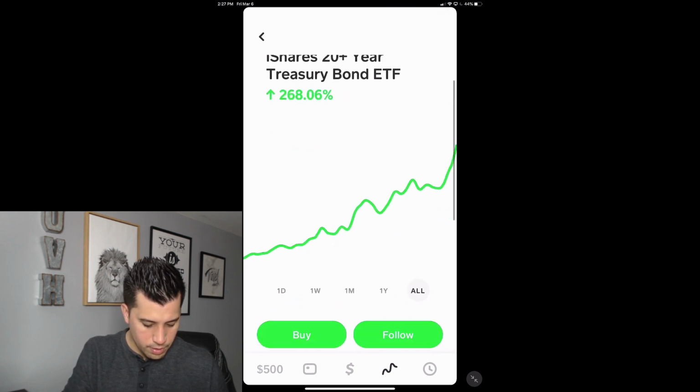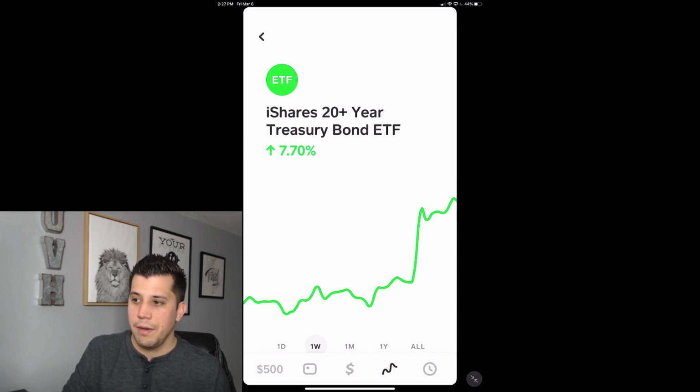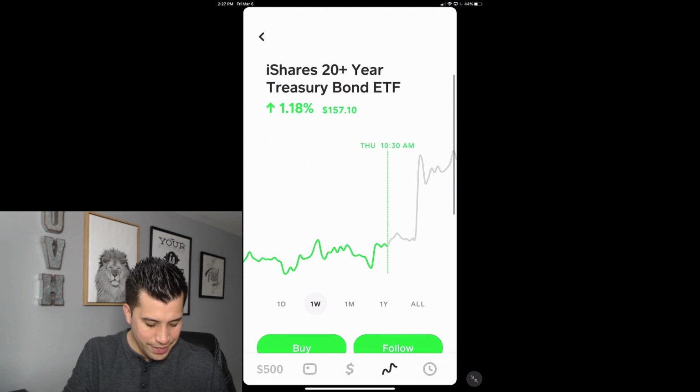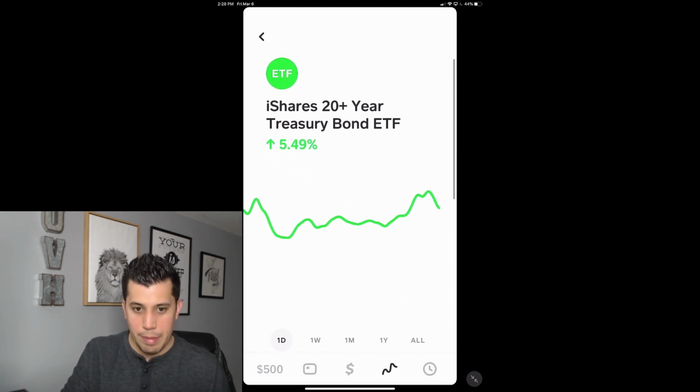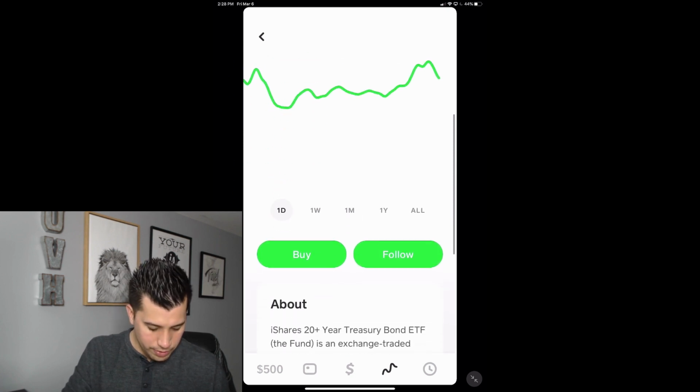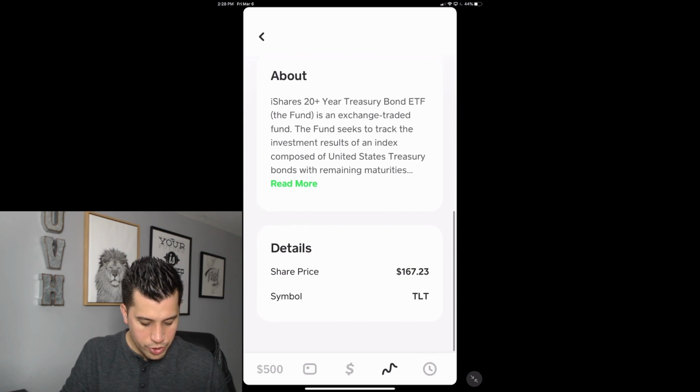So that's a pretty clean interface, but I want to say the interface is kind of children's bookish, not to be offensive or anything, but they've made it look really simple, probably a little bit too simple. So what I'm going to do here, I'm actually going to follow this stock, so it shows up in my list of stocks that I follow.